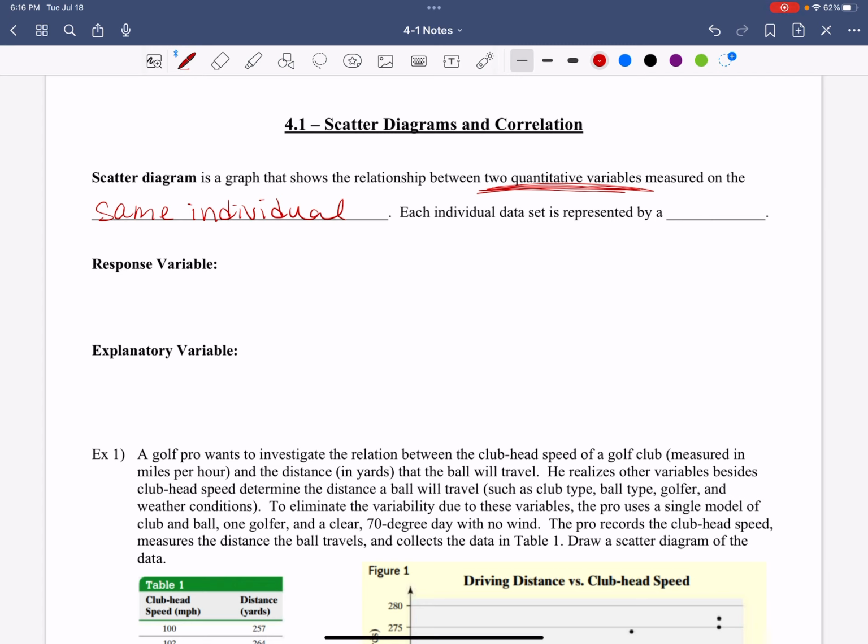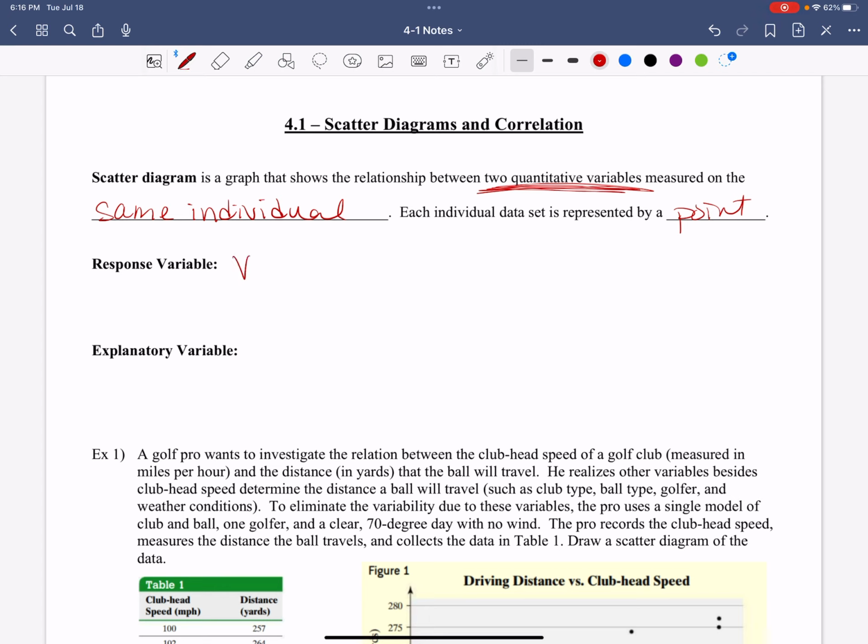Each individual data set represents a point. So basically what we're looking at is this XY coordinate, this input-output kind of situation. So two variables are based on the same individual, and that's how you get that point. All right? So the two variables that we're talking about here are going to be the response and the explanatory. So we've heard these words before, and so now we're going to put them into practice.